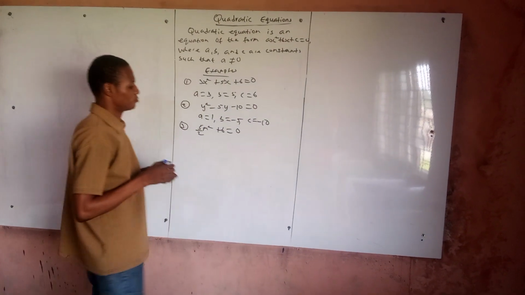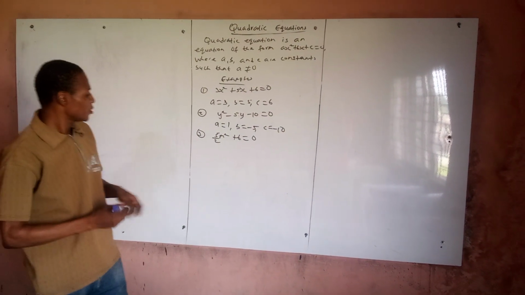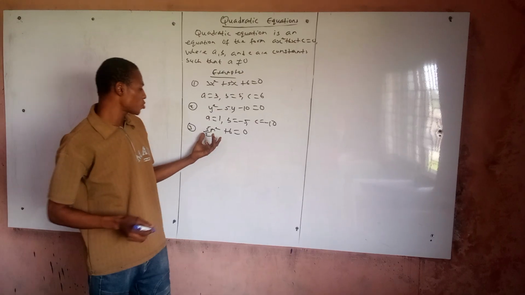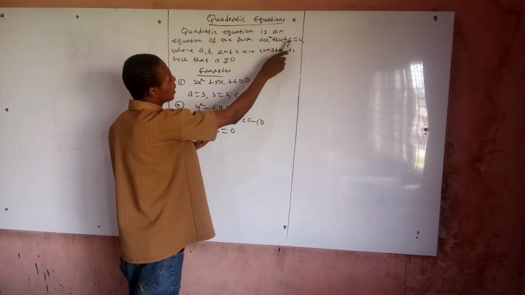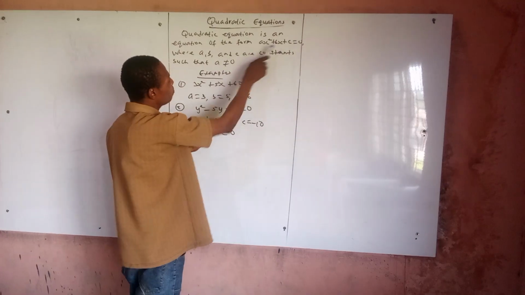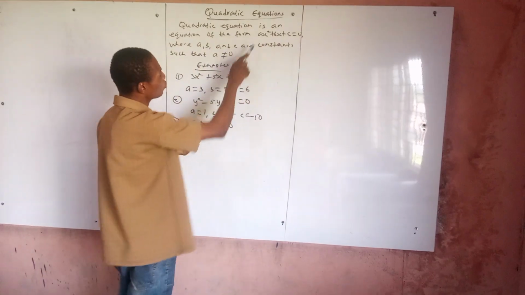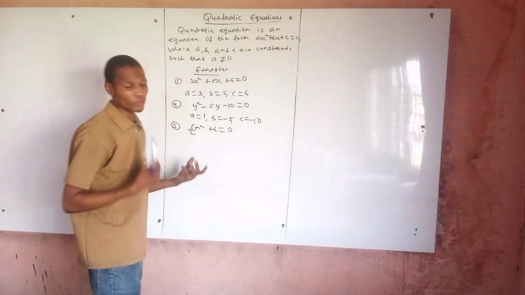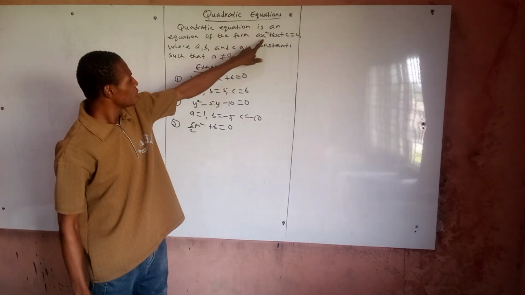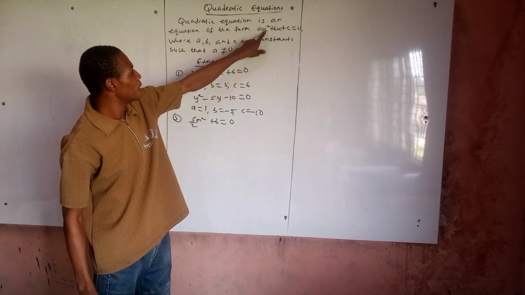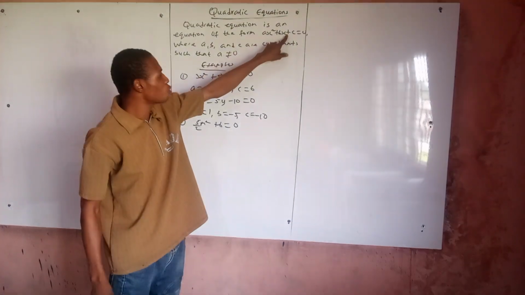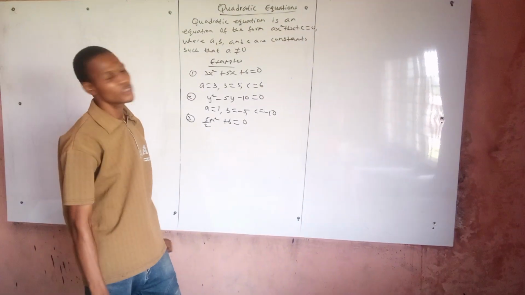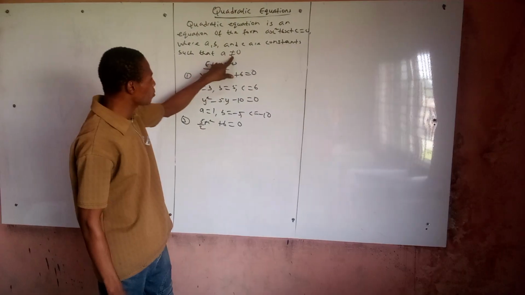Another example: 5 over 2 m squared plus 6 equals 0. Yes, this is also a quadratic equation in terms of m. Remember that a, b, and c are constants. Your b and c can be 0, but your a cannot be 0, because if a is 0, the squared term will vanish, and this will reduce the equation to a linear equation. So that's why your a must not be equal to 0.